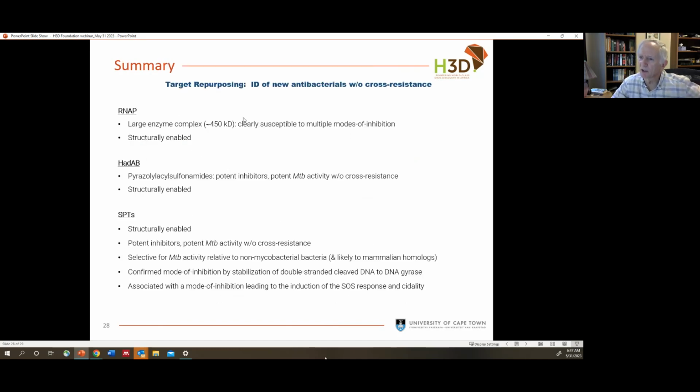So in summary, I've given 3 examples of target repurposing and the idea of new antibacterials. RNAP is a structurally enabled project enzyme. It's a large enzyme complex, with multiple ways to inhibit this enzyme. A lot of research work is going into that. For HadAB, the pyrazole acyl-sulfonamides were potent inhibitors, with potent MTB activity without cross-resistance, another structurally enabled project. SPTs, structurally enabled, again, potent inhibitors without cross-resistance. Importantly, there's selectivity for MTB activity versus non-mycobacterial bacteria, and we're able to confirm the mode of action and the mechanism of action of SPTs.